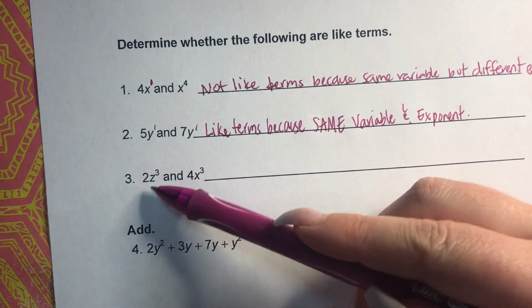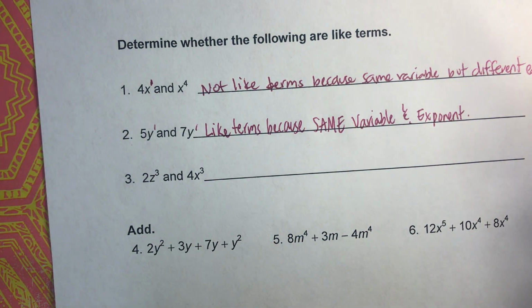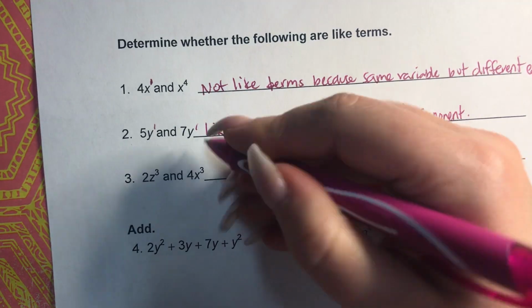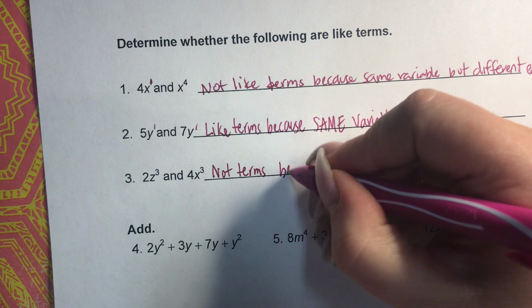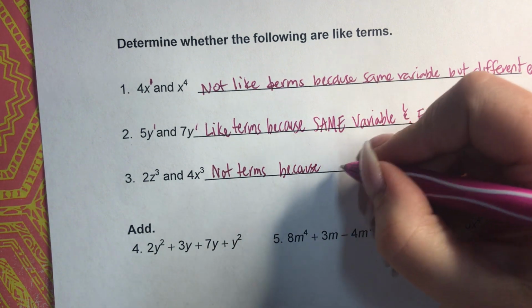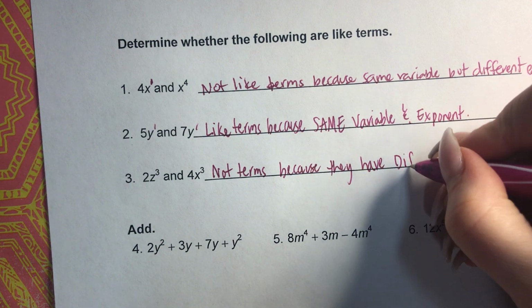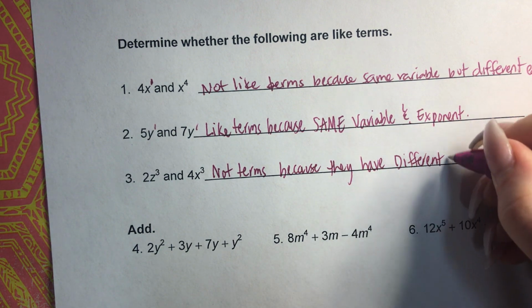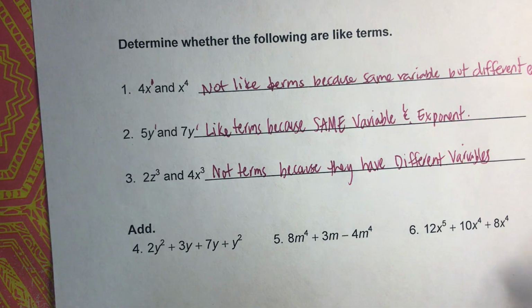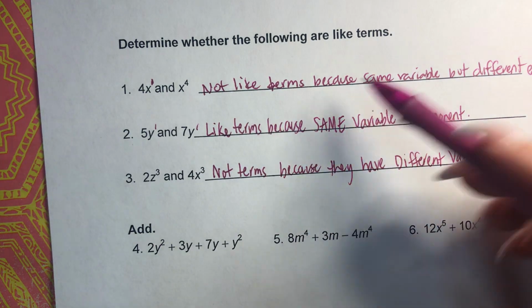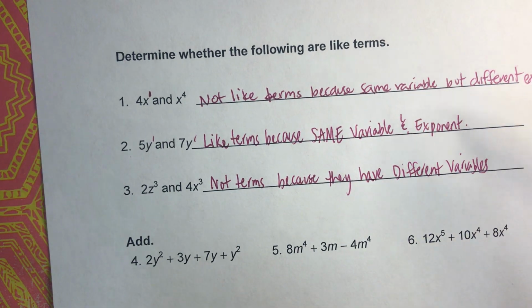Let's look at this next one. 2z to the 3rd and 4x to the 3rd. Are they like terms, or not like terms? They are not like terms because they have different variables. So if you got all three of those right with the explanations, great job. If not, go ahead and fill in so our answers look the same.